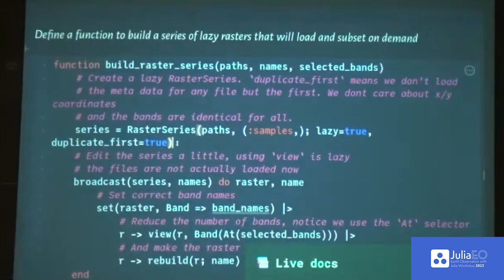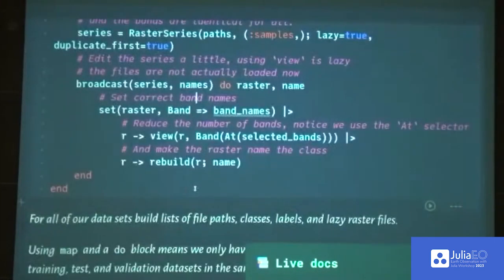Okay, so we make a raster series, and then we're going to do a bunch of lazy operations to change this data. Still none of it's been loaded from disk yet.